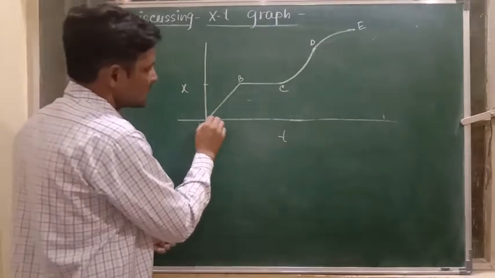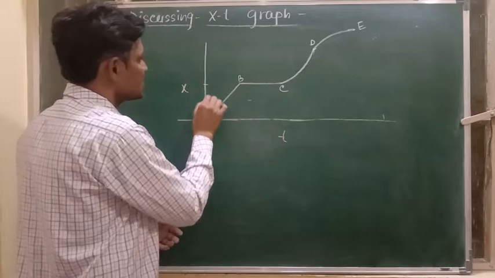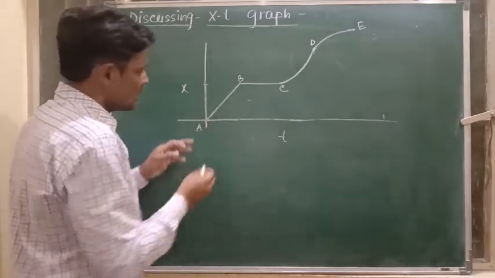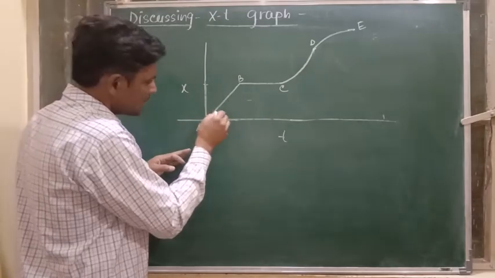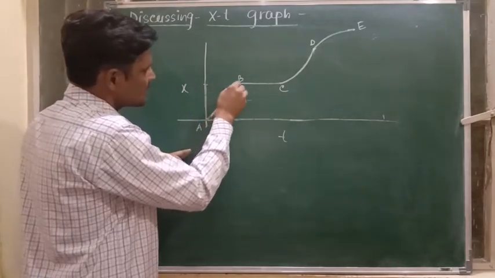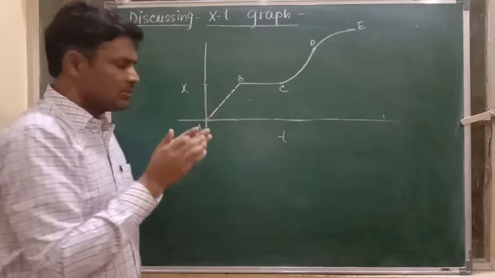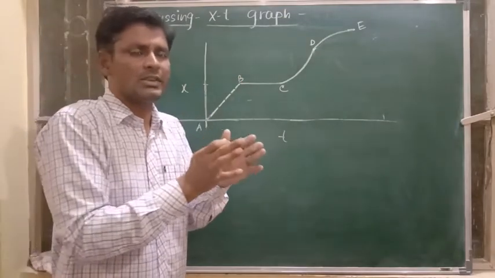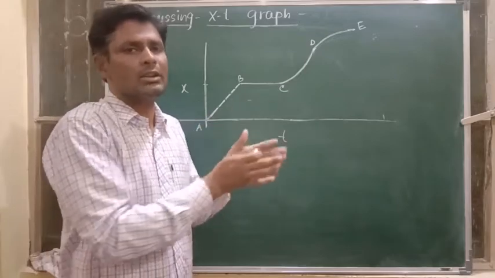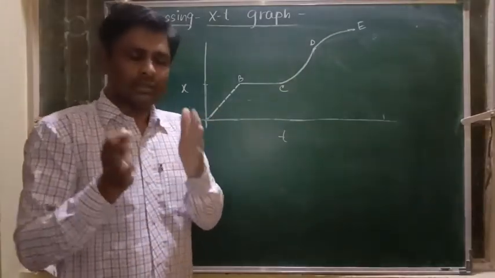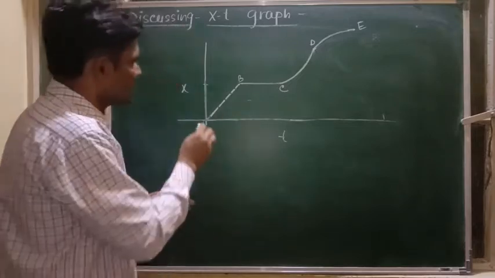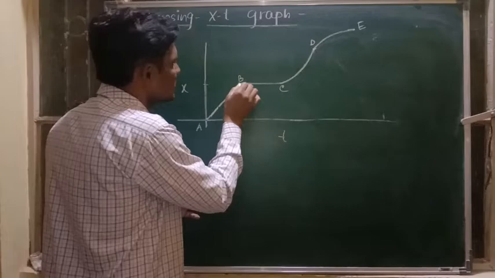Actually, you can see as the time increases, the object's position changes continuously, and you can check the slope at every point. The slope is the same, so the object is covering the same distance in the same interval of time. That means equal distances in equal intervals of time. It means the distance covered per second is constant. The speed of the object in this region is constant.